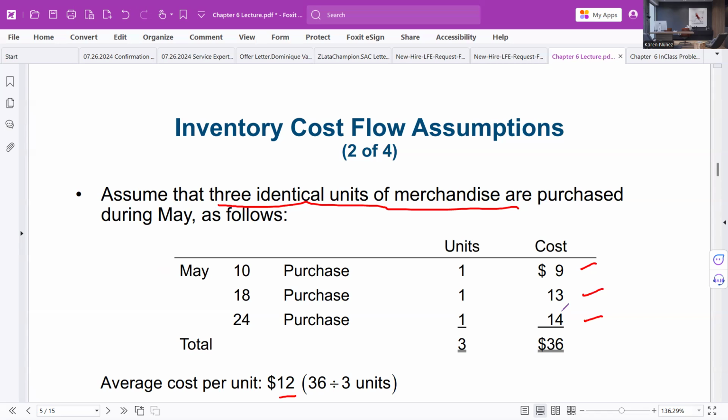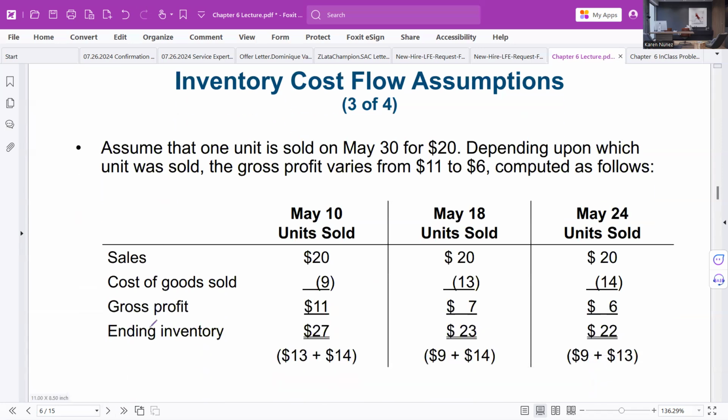So when we sell a unit, if we assume that we sell one unit, well, what cost goes into the cost of goods sold? Is it $9, $13, or $14? It has an effect on our financial statements. So continuing this example, if we assume that the May 10th unit is the unit we sold, then the cost of goods sold would be $9. And our gross profit or preliminary measure of income would be $11. And the cost of the ending inventory would be the two remaining units, the $13 and the $14, or $27.